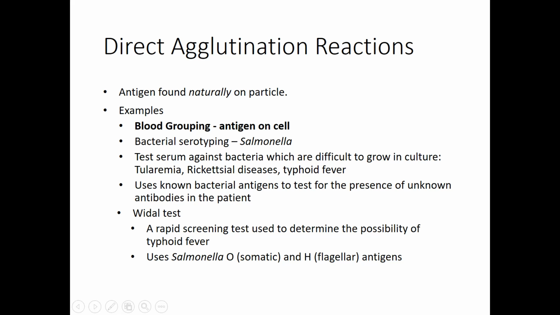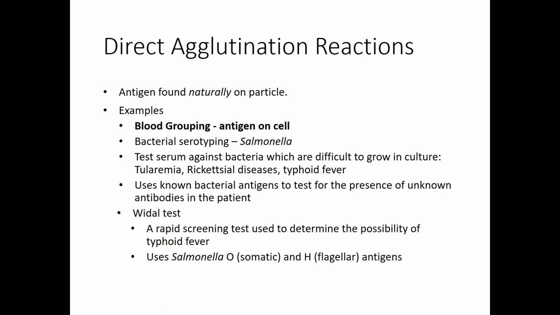Some diseases like tularemia and rickettsia, typhoid fever, are very hard to grow in culture. So we check to see if the patient developed any antibodies to it. Sometimes, as I said, we can use antigens to test to see if the patient has antibodies in their serum. So if we know what the bacteria is, and we can check and see if the patient has an antibody to it, we can figure out what disease the patient has.